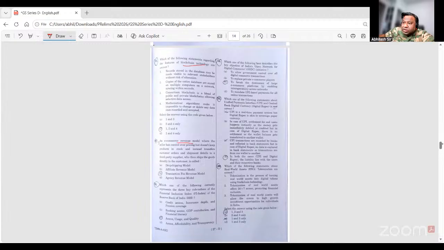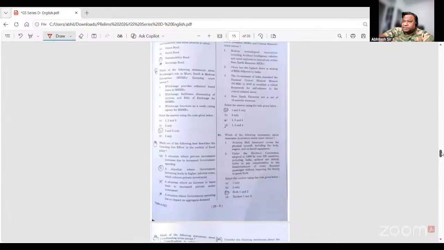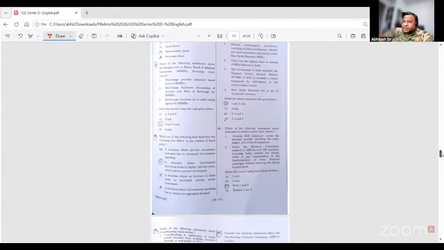52 is about economic e-commerce revenue model. 53 is about financial inclusion index, RBI. 54 ONDC, UPI. 55 real world assets tokenization are correct, digital tokens of blockchain technology. This is something very new which I can see in this paper repetitively.